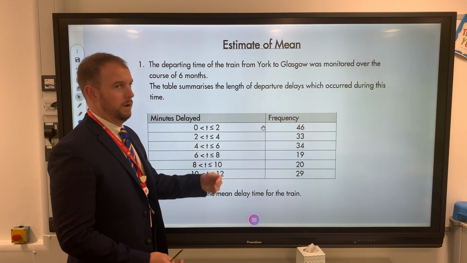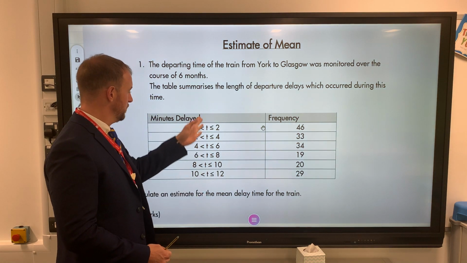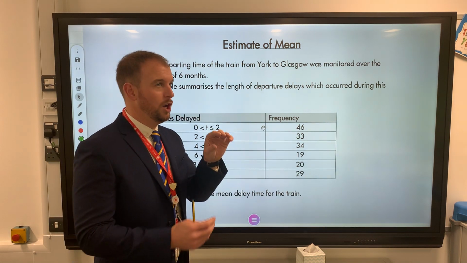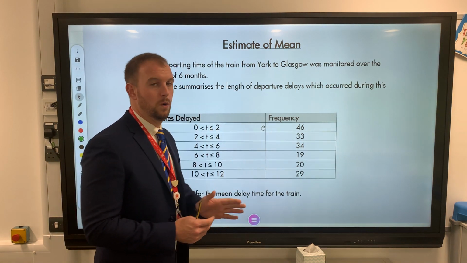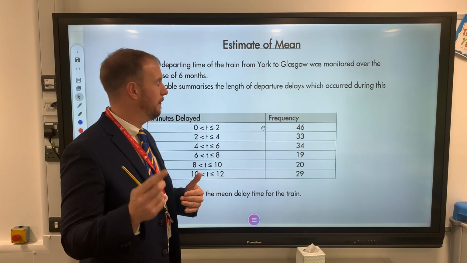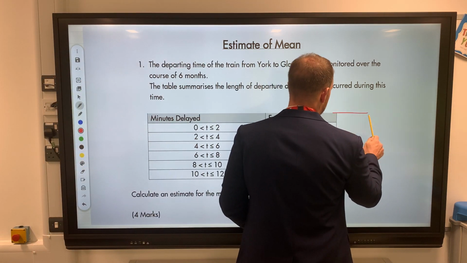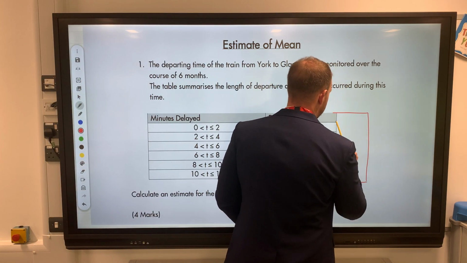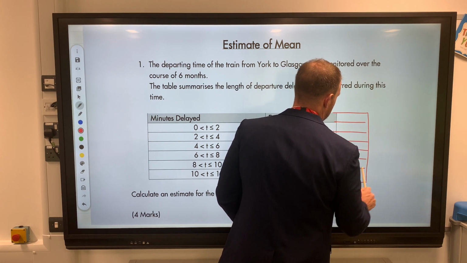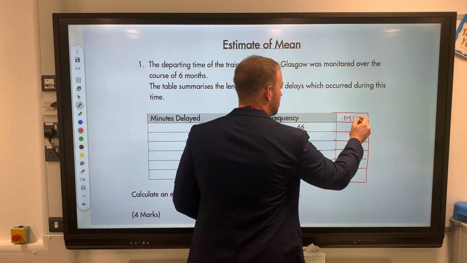So as a rule, to make it fair, we're going to pick the midpoint of each of these class intervals. If we pick the midpoint, we know it's fair, okay? It's consistent with all of them, therefore it'll give us a better estimated mean. So the first thing we're going to do is extend this table. Obviously you're going to use a ruler to make it a bit neater and do mine a little bit quicker. So we're going to put MP on the top here for midpoint.